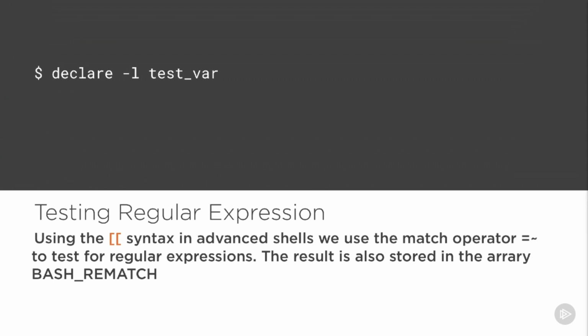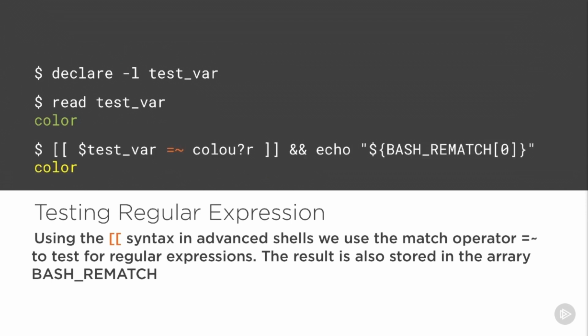So here we've got a variable. I'm kind of running out of names. We've just called it test_var. We can read into that, and we're reading in the American spelling of color. But we can then go through when we test for it using the match operator equals and tilde.